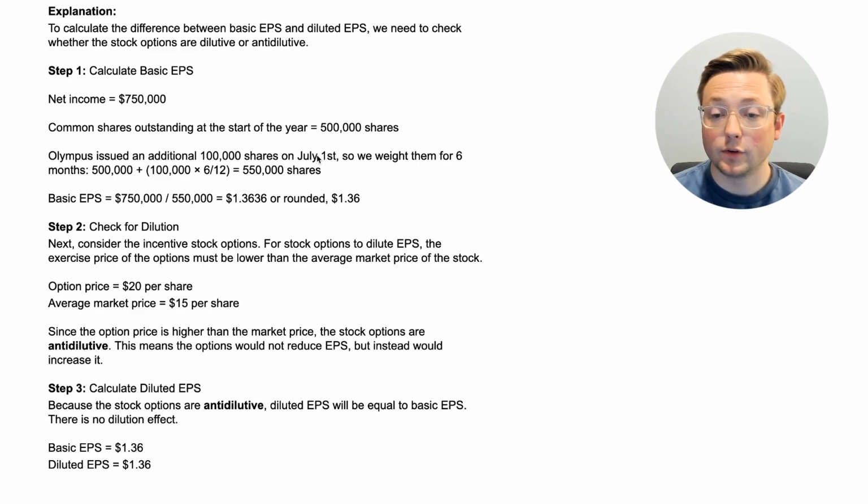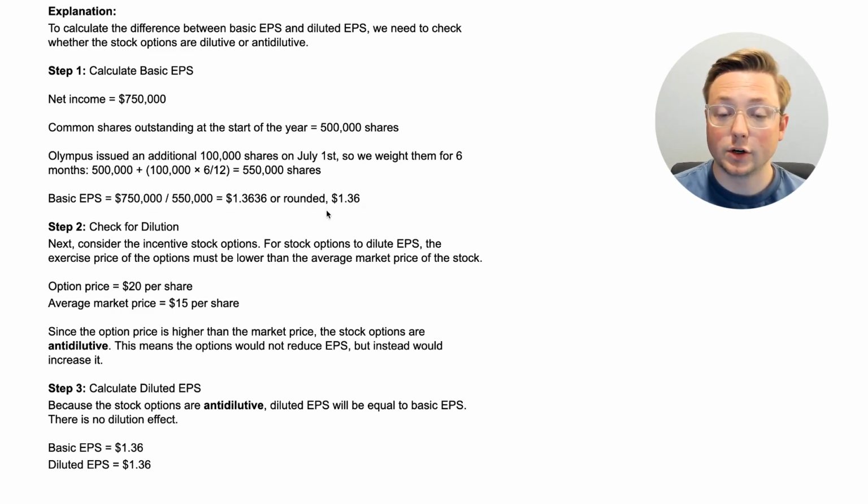Since they were issued on July 1st, they're only weighted as 6 out of 12 months. So 500,000 plus the 100,000 multiplied by 6 out of 12 gives us 550,000 shares. So that's the weighted average common shares, 550,000 shares. And so we divide $750,000 of net income by the 550,000 shares. And that gives us a rounded $1.36 of basic earnings per share.